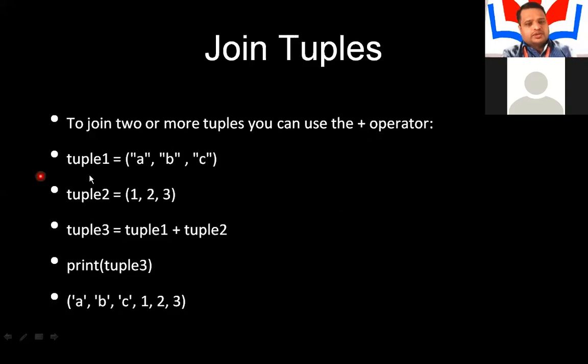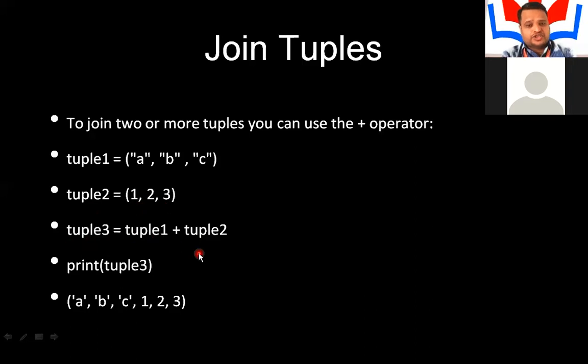In tuple 1, I am going to consider the alphabets A, B, C. And in tuple 2, I am going to consider the integer values 1, 2, 3. Then I will concatenate them with the help of the plus operator, that is tuple 1 plus tuple 2, and the value has to be stored in one more tuple. For that reason I will take one more tuple, tuple 3. You can clearly notice in this example that tuple 3 equals tuple 1 plus tuple 2.